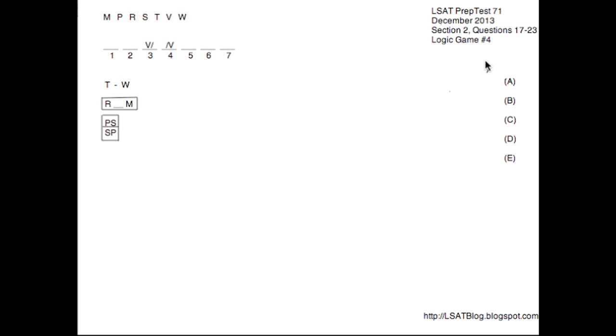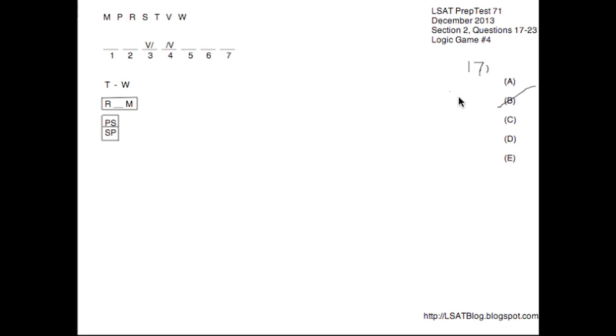So let's get started with question number 17, which is a general orientation question. We'll simply want to take one rule at a time and check through all 5 answer choices looking for violations. We can start with the first rule that T must go before W. Any choice where W goes before T, we can eliminate. Choice B violates this rule, having W before T, so B is gone.